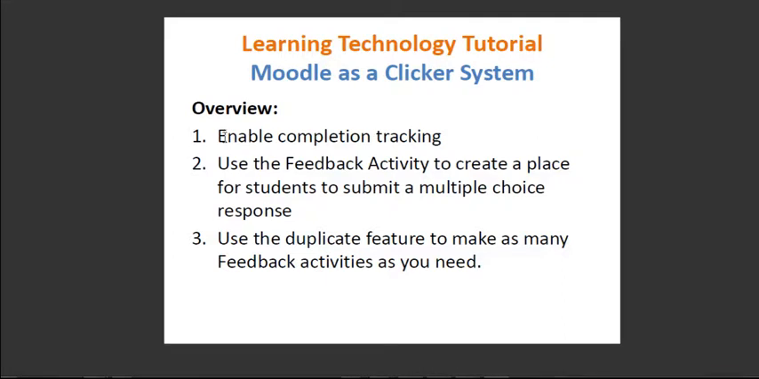On your Moodle course page, we're going to enable completion tracking. Then we're going to use the feedback activity to create a place for students to submit a multiple choice response. And thirdly, you're going to use Moodle's duplicate feature to make as many feedback activities as you need. So if you need 5 audience response questions, you will be able to quickly create 5 feedback activities once you've created a template. Okay, so the first step is head to your Moodle course page.